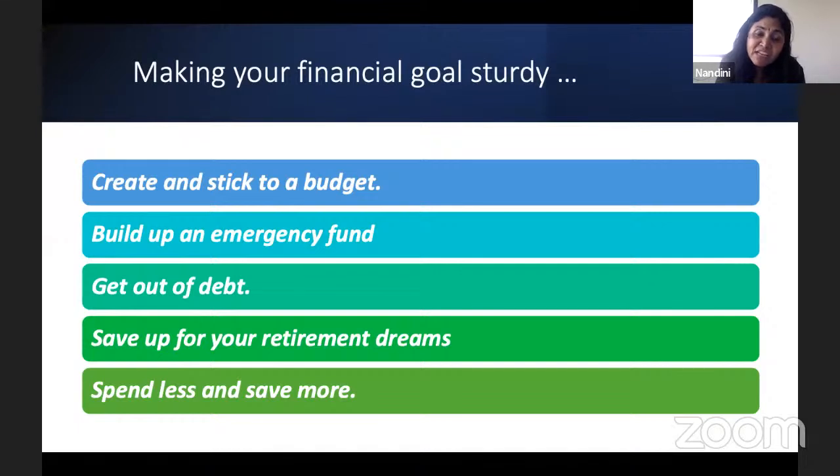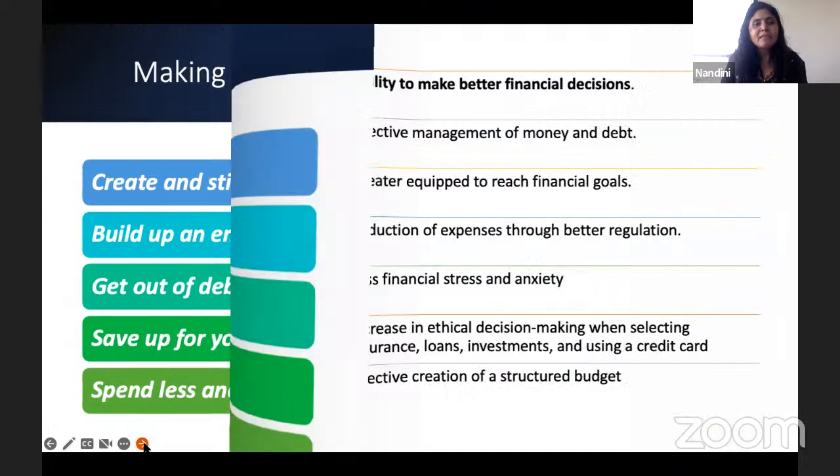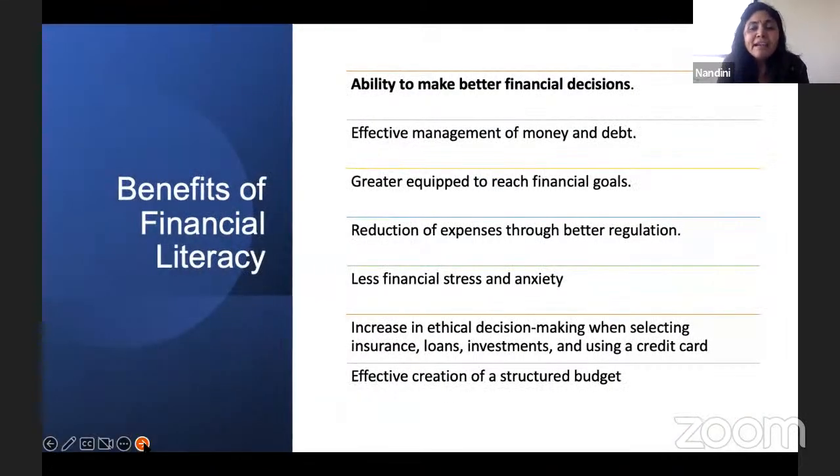When I told you make a financial goal, include all these measurable goals. And I will save for them. And I say spend less and save more. So when you're active, you can do all these. And also ability to make better.